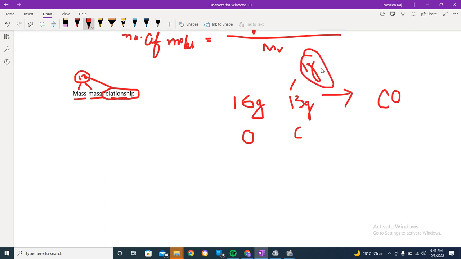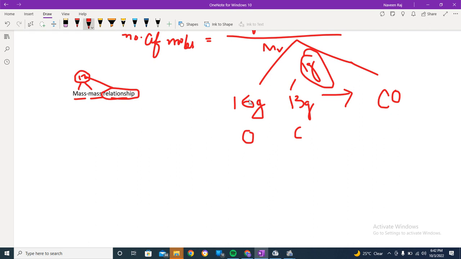This is where we need to look at the relationship between the mass of reactants and products, which should be equal. This is one of the disadvantages. If we take 12 gram of carbon reacted with 16 gram oxygen, we get a perfect product and no residue is left behind. But in this case there is, so this is the need for the mass relationship.